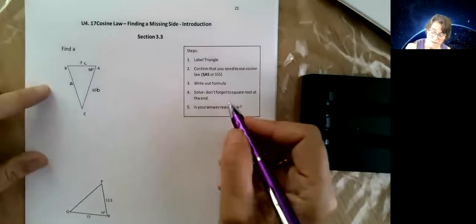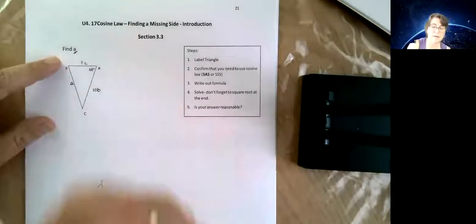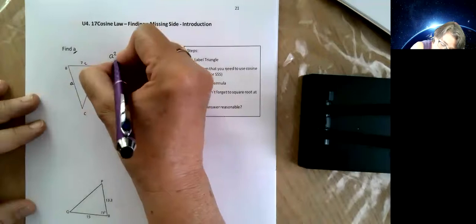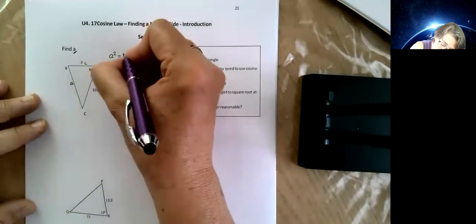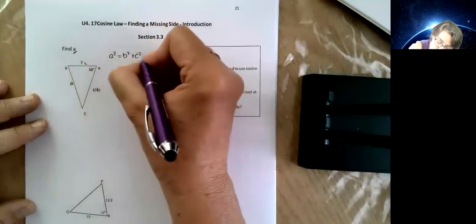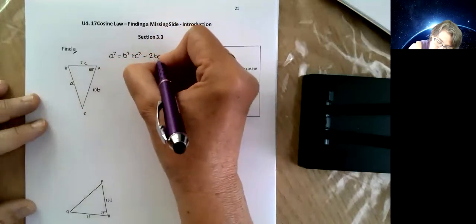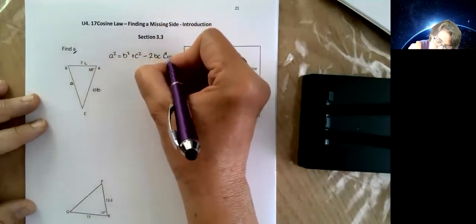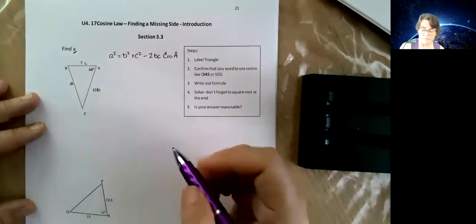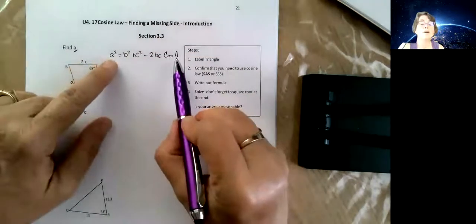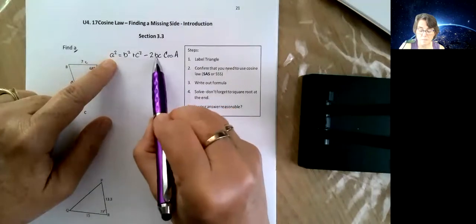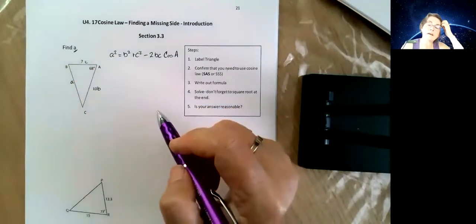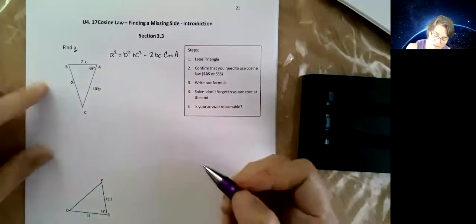Now we're going to write out our formula. Now we are looking for A. So that means my formula needs to start with A squared. Now, what are the letters I've got? Oh, conveniently, it's B and C this time. B squared plus C squared minus 2BC cos A. Before I go further, let's check. Front and back match. BC, BC. Same letters.